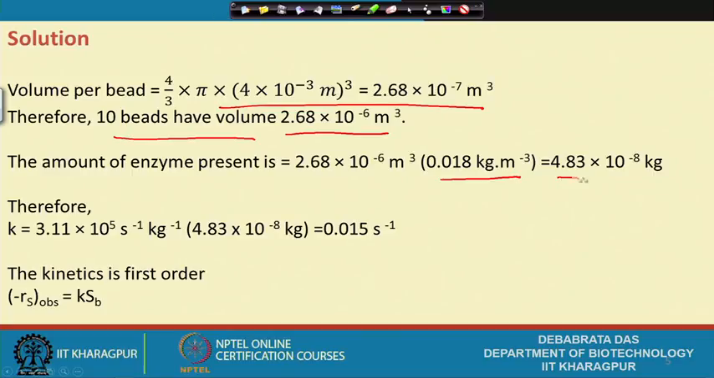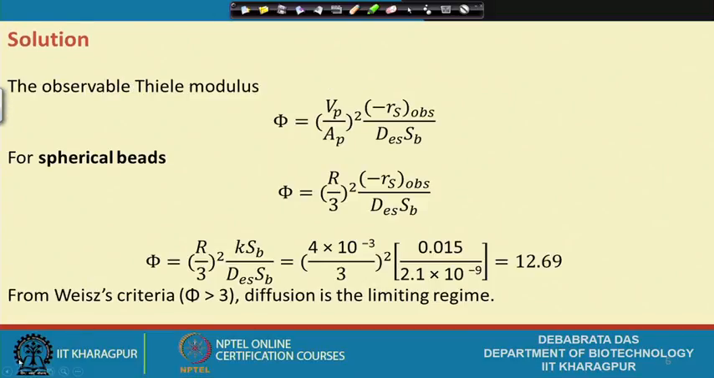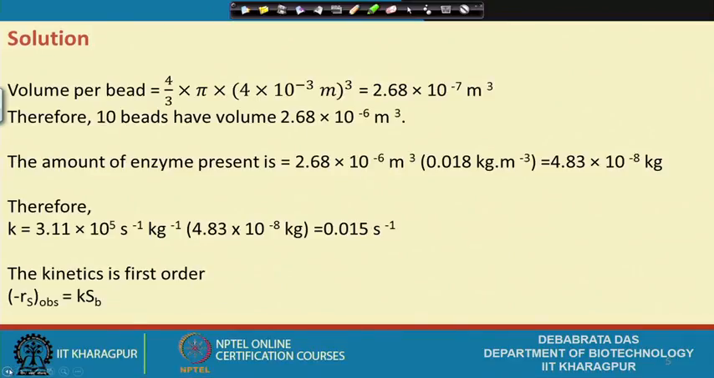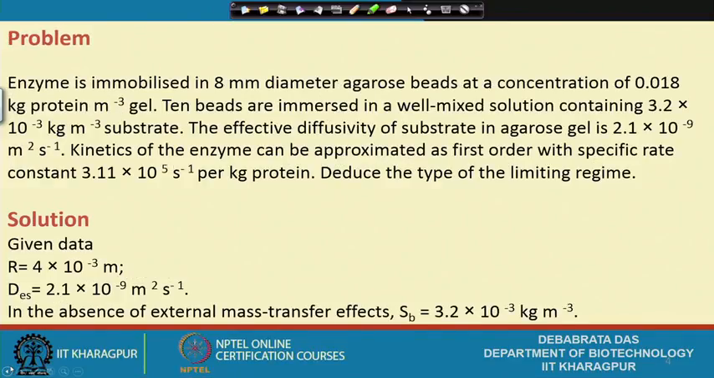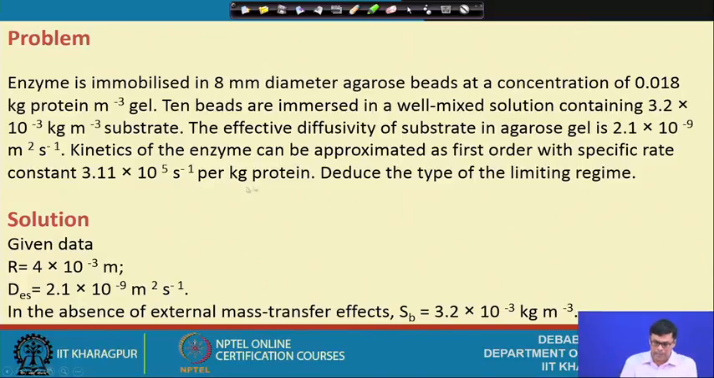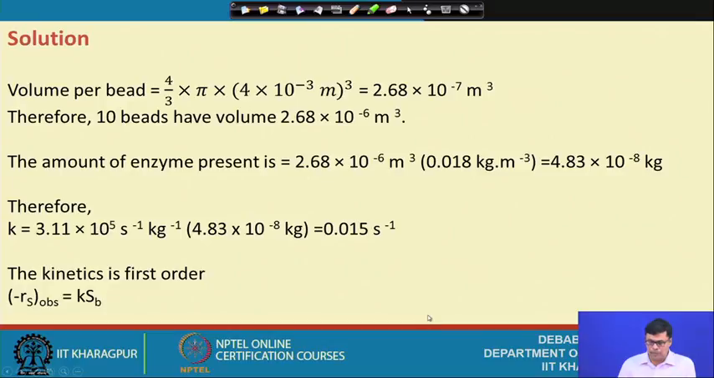So if you multiply that, we will get how many kg of enzyme are present. The rate constant, if you look at it, what is the rate constant? In this kinetics, the approximate specific rate is 3.11 × 10^5 per second per kg protein. So we calculated the amount of protein in this problem. You have to multiply by this amount of protein that is present there.